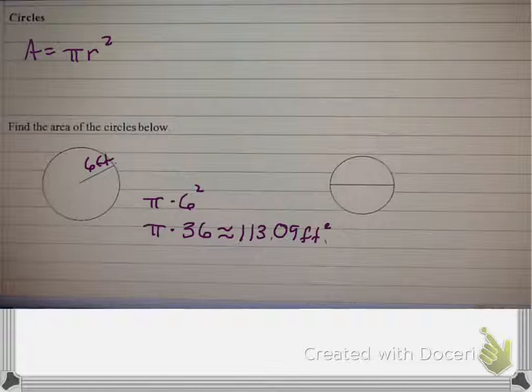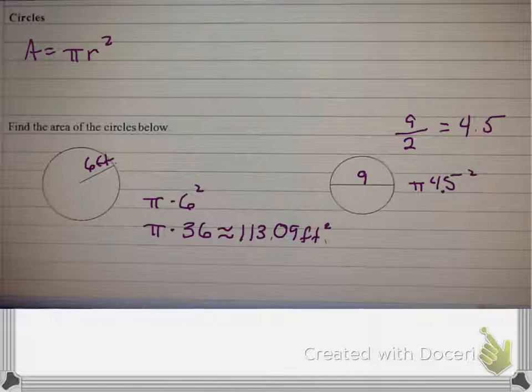Okay. So for the second one, if we have that this measurement's 9, that 9 is the diameter. So you need to get the radius first. You would remember that the radius is half the diameter. So you do 9 divided by 2 to give you 4.5. And then you would do pi times 4.5 squared. And so when you do that, you get that it's approximately 63.6, because I didn't give you any units.